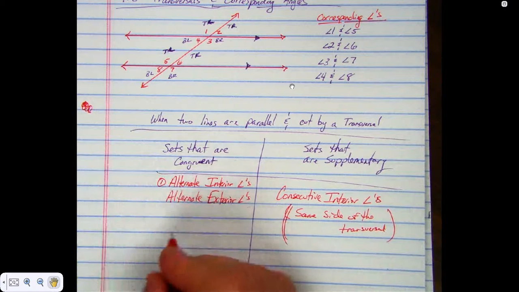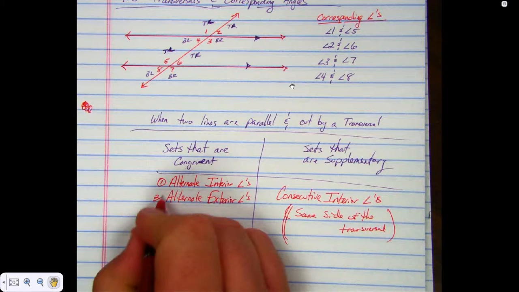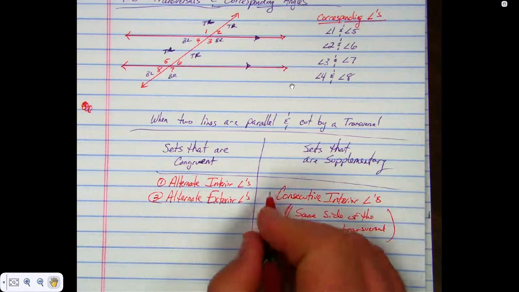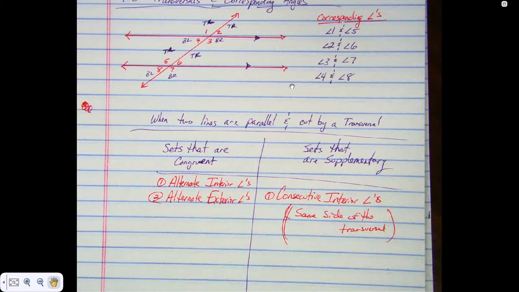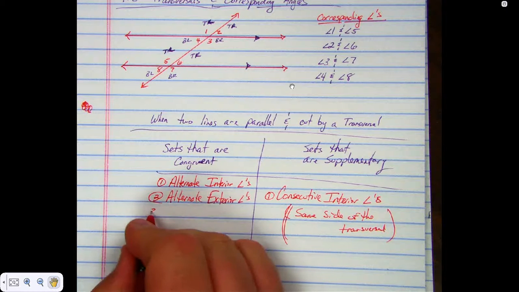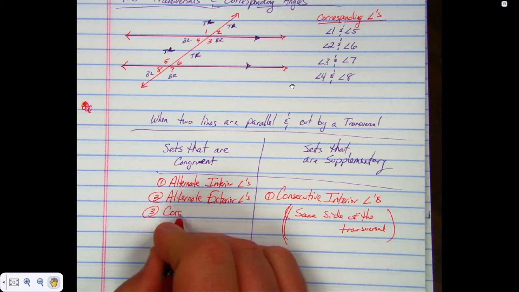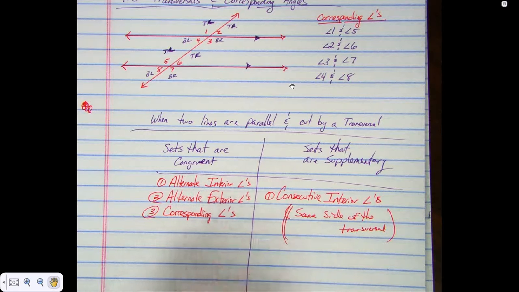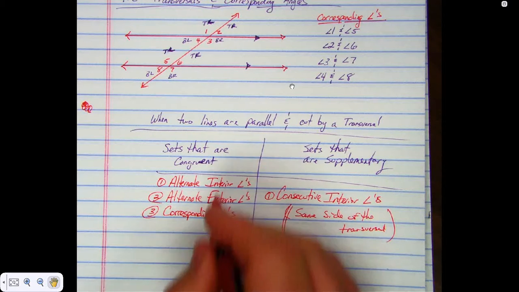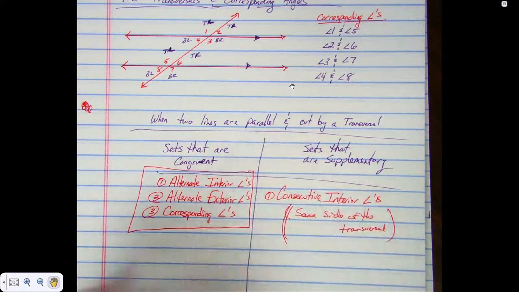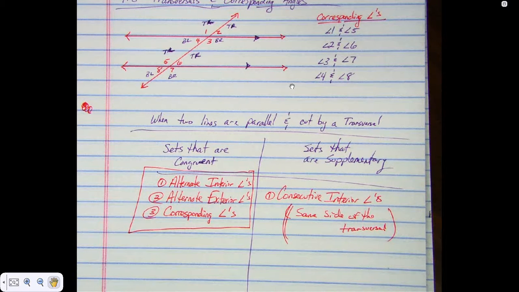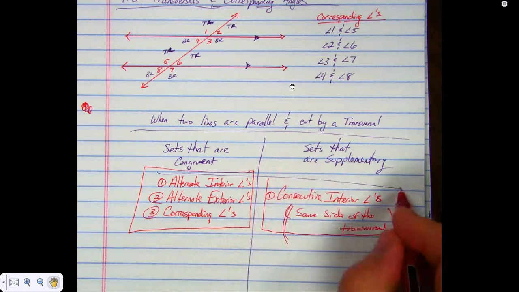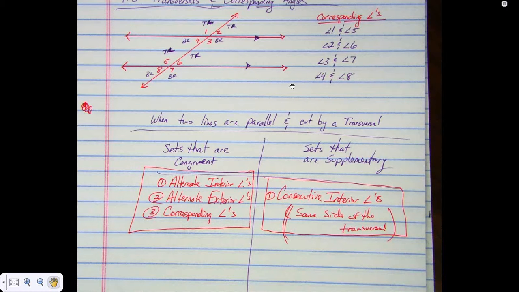So you've got two types so far that are congruent, and only one type that's supplementary. Are there any other types that we've talked about? Corresponding. In section 4.3, what did they say corresponding angles were? They were congruent. So how many types are congruent? Three. How many types are supplementary? 1.